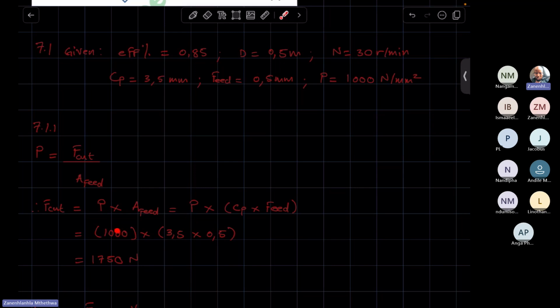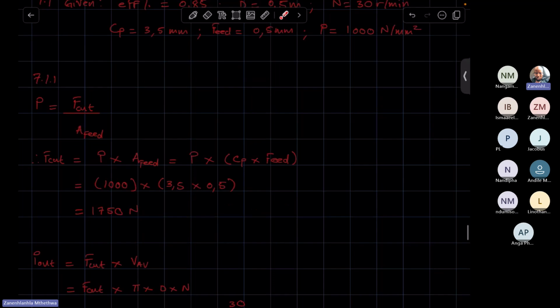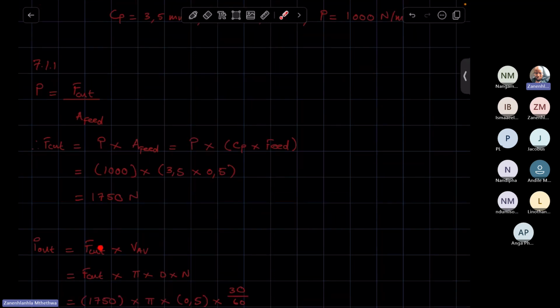This you've been given, it's 1000 newtons per millimeter squared, and this you substitute as millimeters. So the millimeter squared here will cancel with the per millimeter squared here. Hence, all you are left with, once you've calculated, will be in terms of newtons. Once you have the cutting force, power output is equal to force times average velocity. So the force here is the cutting force. So you say F cut times the average velocity.